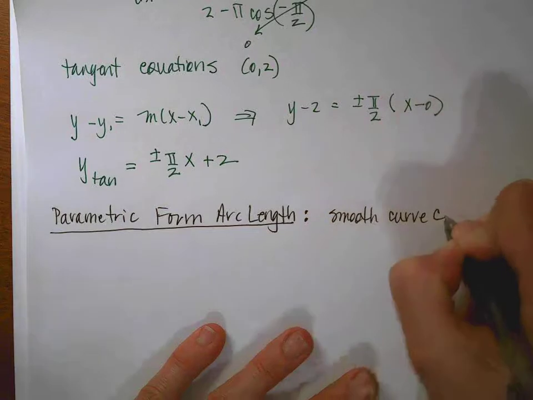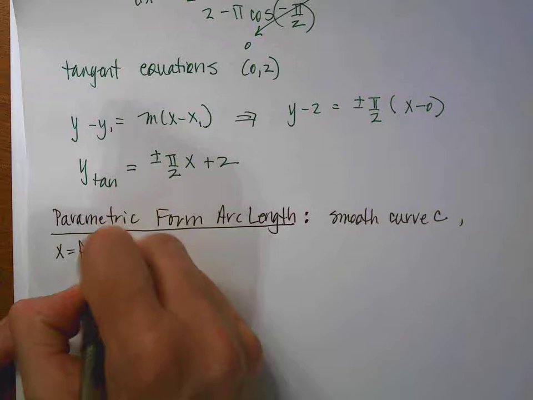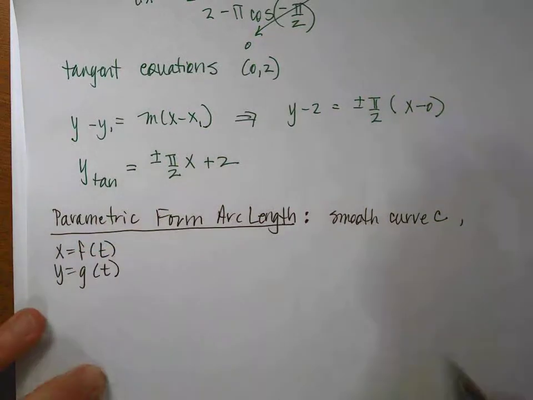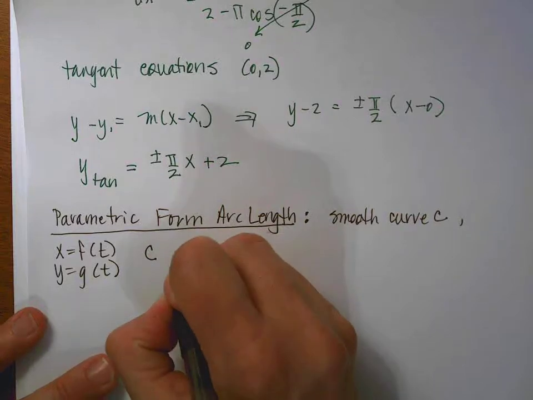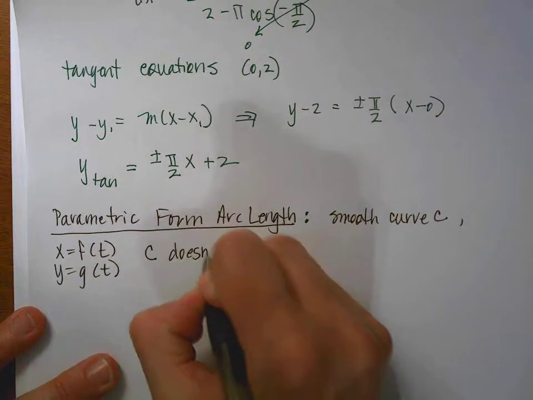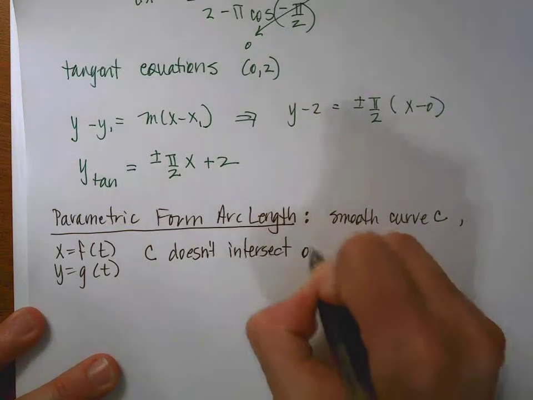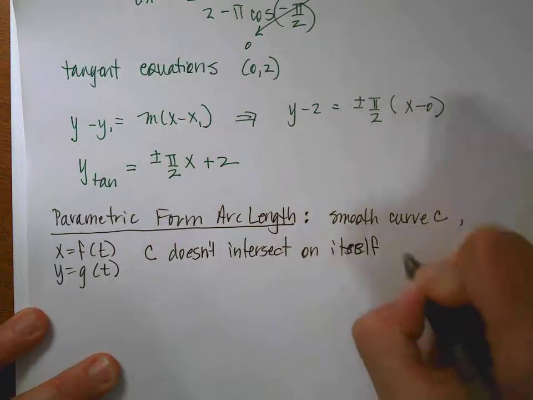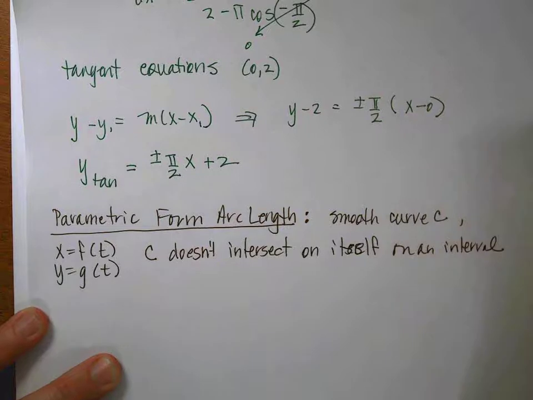The parametric form of arc length has a couple of stipulations. It says I have to have a smooth curve, C, and then I'm going to have my set of parametrics: x is f of t, y is g of t. C doesn't intersect on itself in an interval.